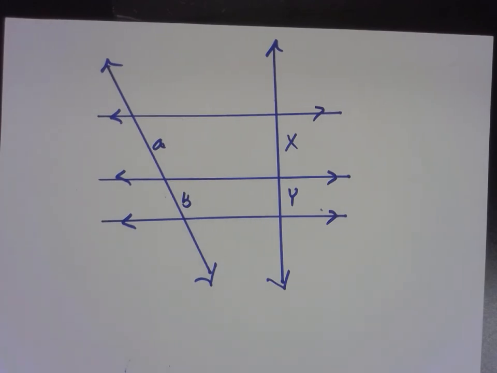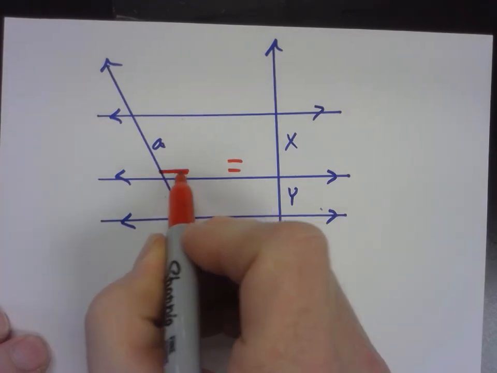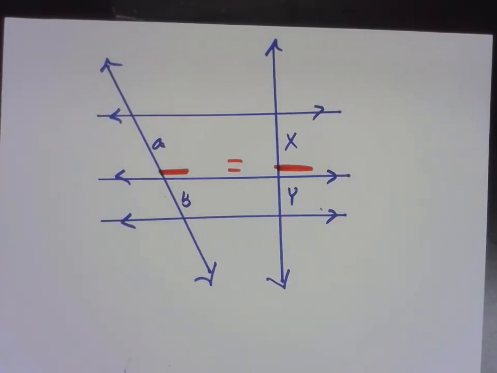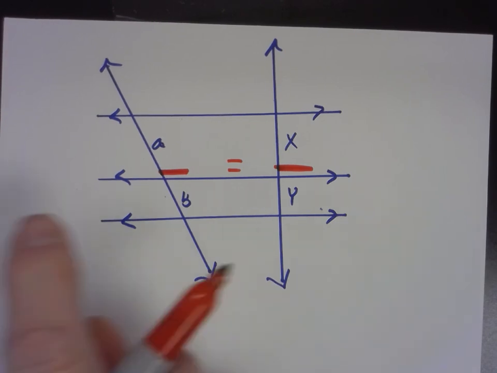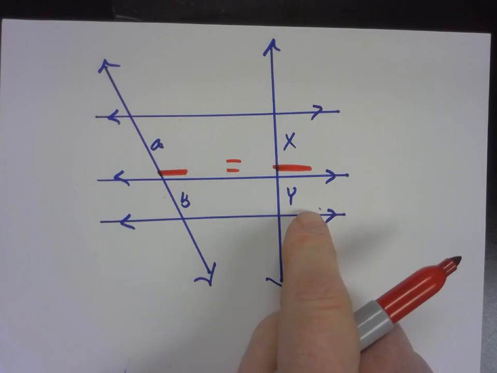And actually the proportion is written here. All we have to do is put an equal sign in between and put a fraction line there. A over B equals X over Y. Or A over X can equal B over Y. You can do it that way as well. Okay?